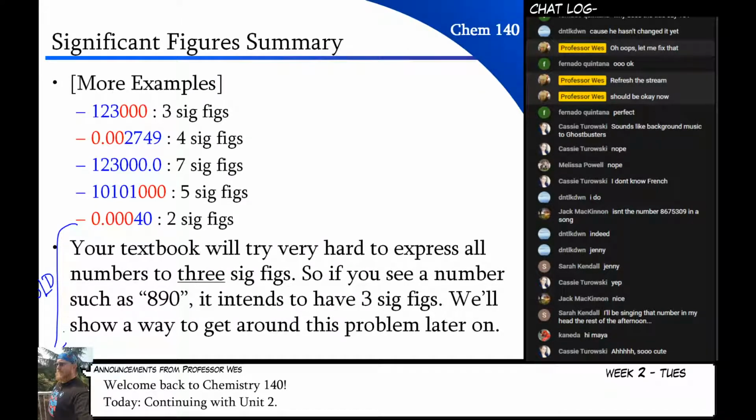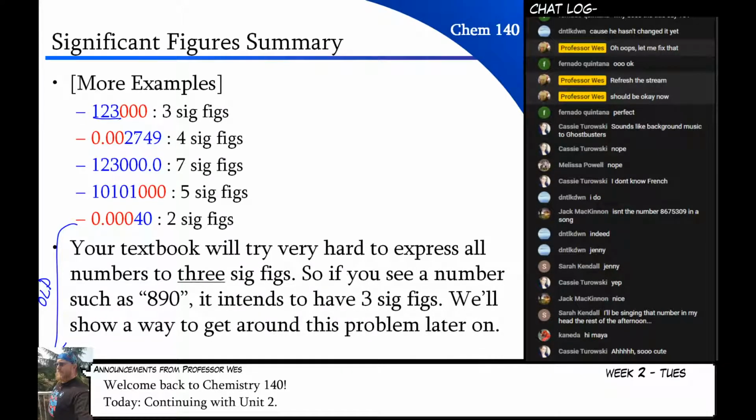I realized the letter O went off the screen there. I have more space to work with than you can see here. So this is old and may not apply to our online textbook. All right. Here are more examples.